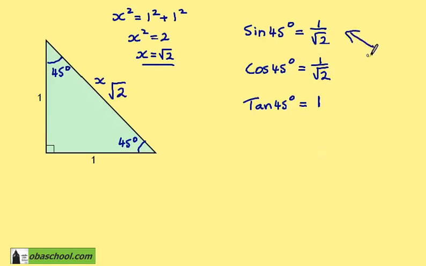Note here that the sine of 45 and the cos of 45 are equal. This is worth noting. 45 degrees is the first angle for which the sine and the cosine are equal in value.